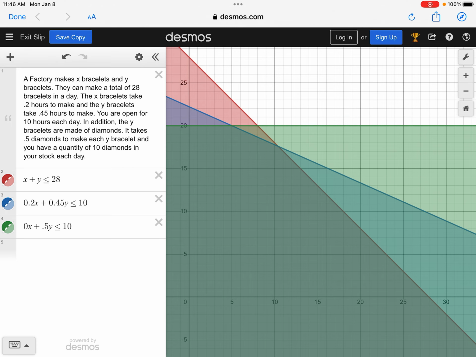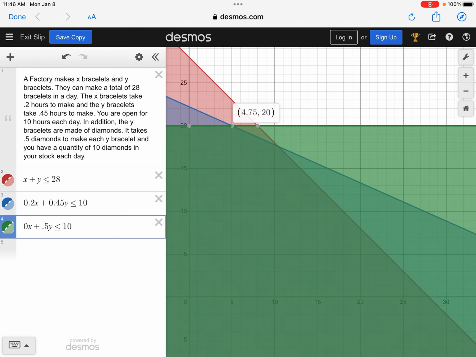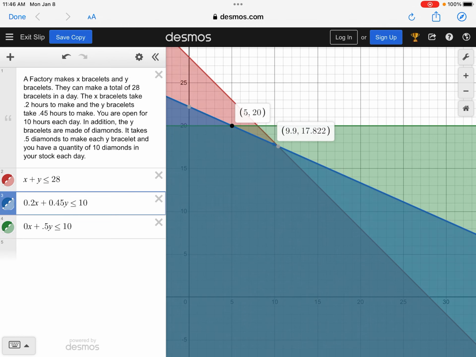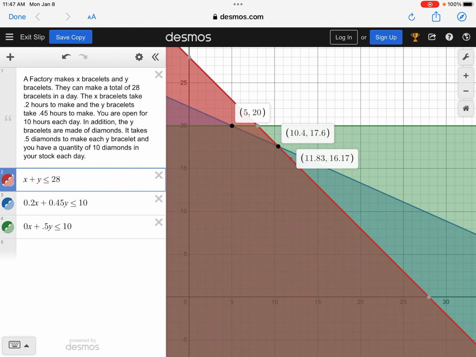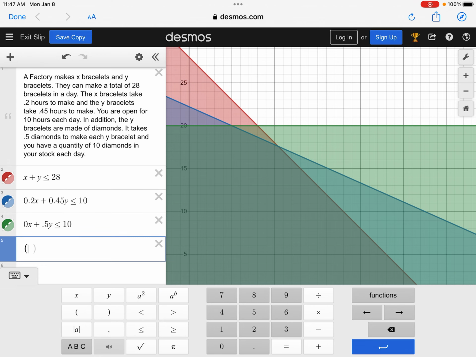And the overlap between those 3 regions is where we're going to have what's called our feasible region for this problem. And here it's going to be down this green line, and then down the blue line, and then down this red line here. Those are the points that would represent our feasible region.